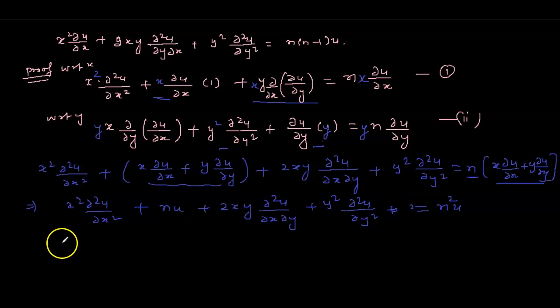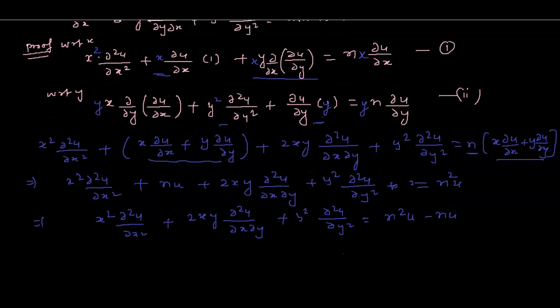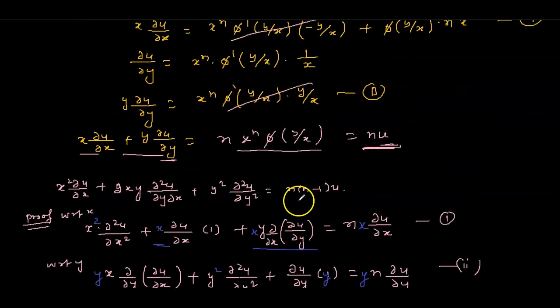So this one will go to this side. The left hand side is x square del square of u by del x square plus 2xy del square of u by del x del y plus y square del square of u by del y square, equal to, I can write on this side, n square u minus n u. If you take n common, it is n into n minus 1 times u. So this is what we needed to prove here for the 2 variables.